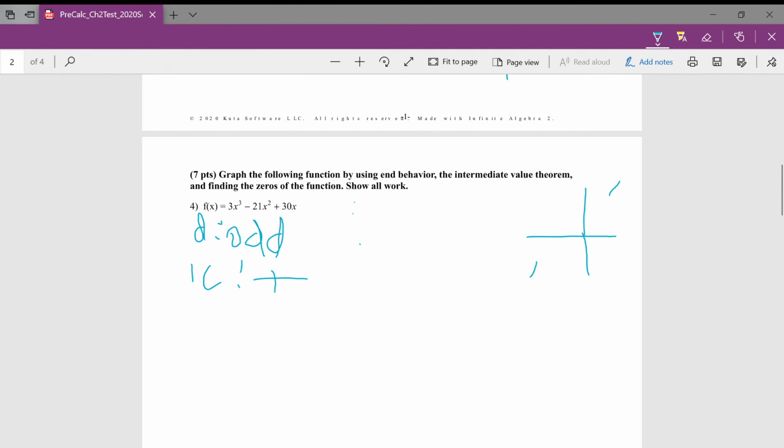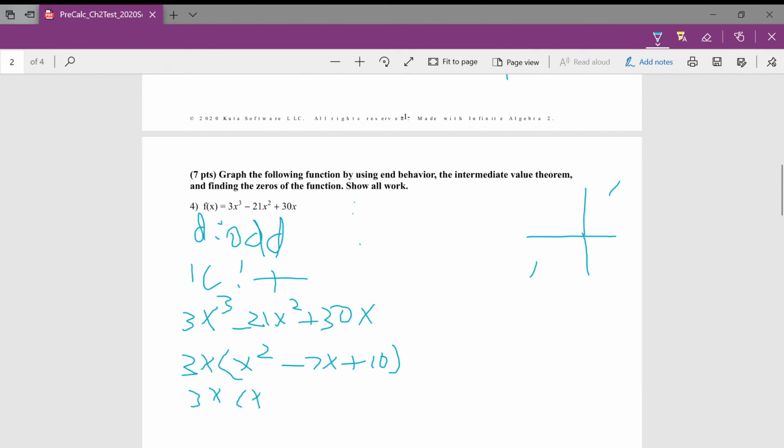So we take our equation, 3x cubed minus 21x squared plus 30x. We need to factor this, but the first thing you have to do is see how each one of our individual terms is multiplied by 3x. If we divide all of them by 3x, we're going to get x squared minus 7x plus 10. And this makes it a lot easier to factor.